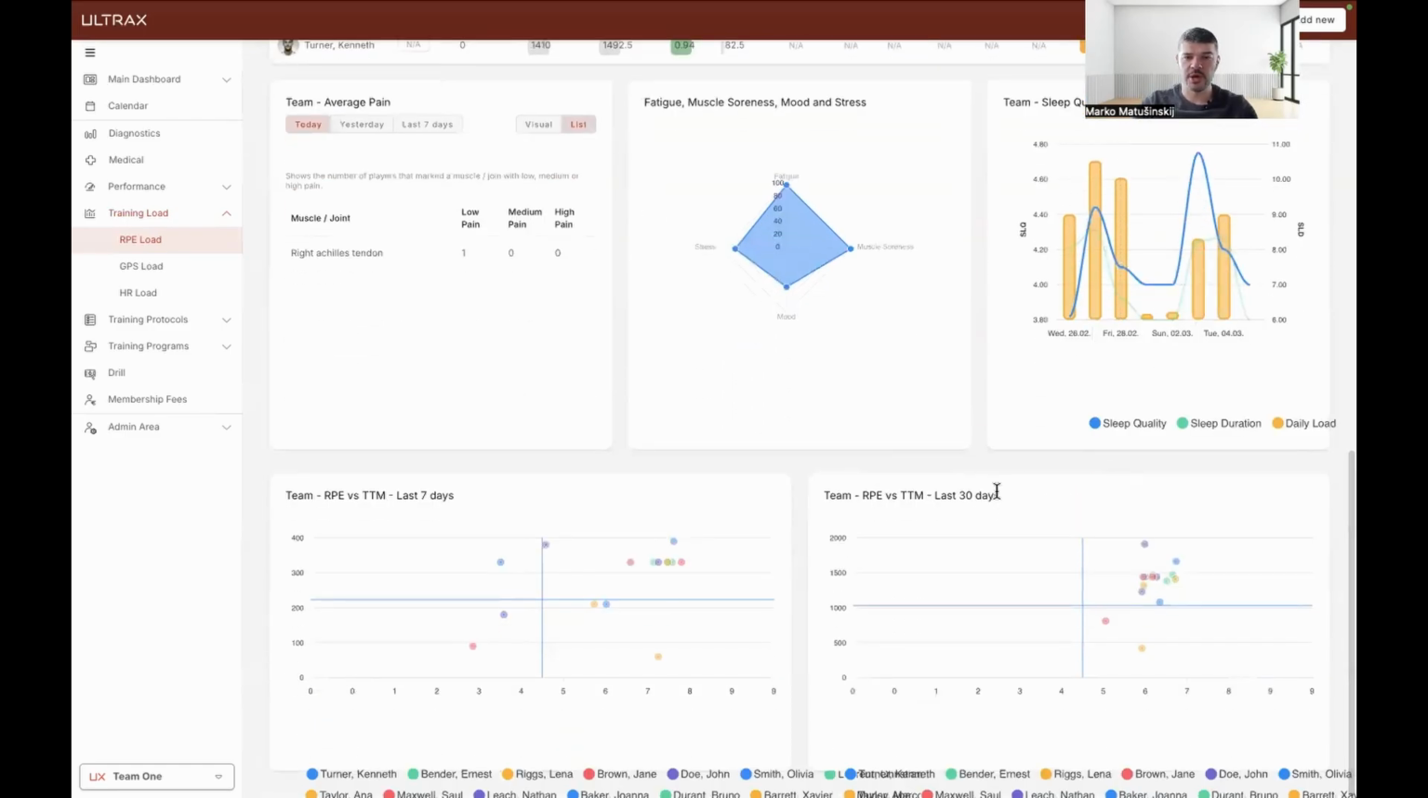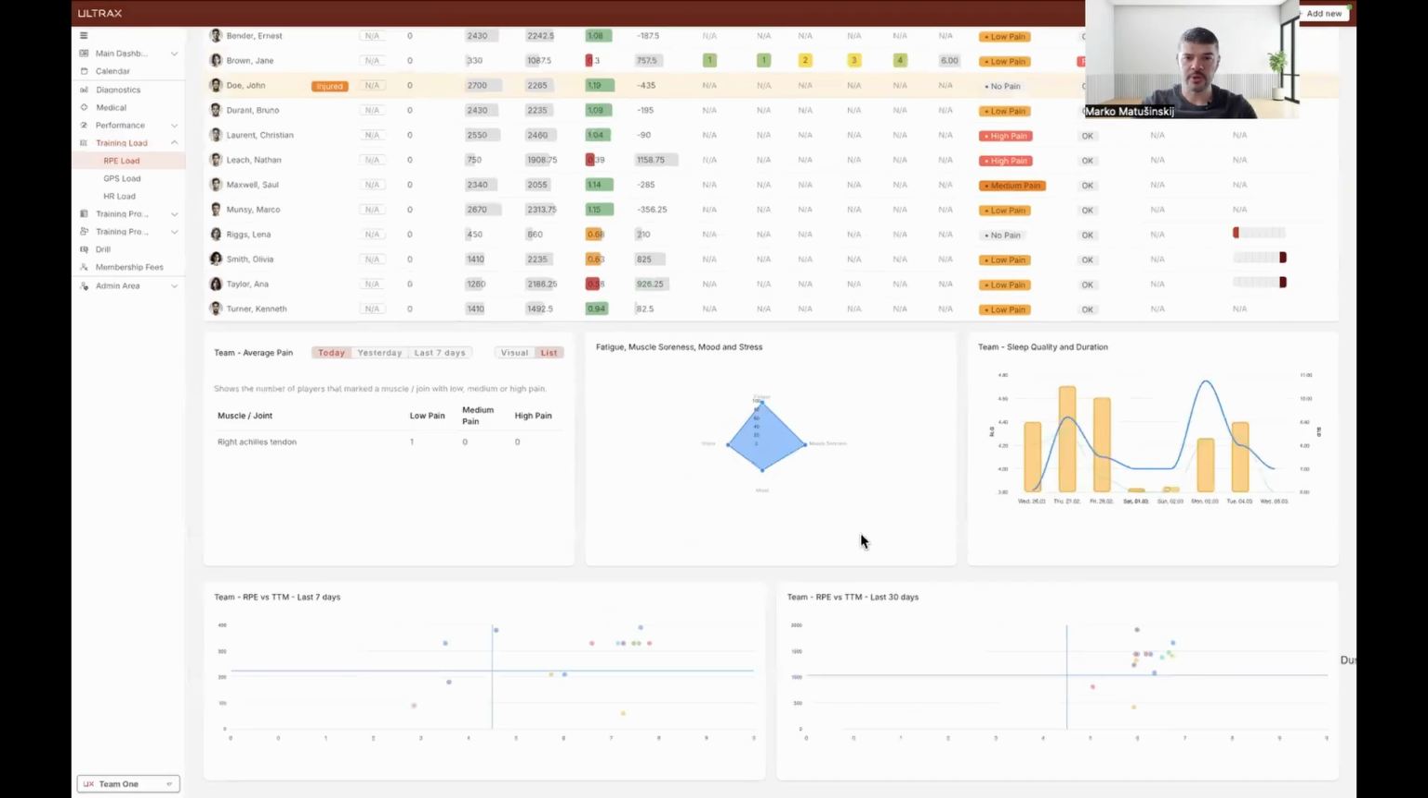And down here, we have two more graphs, and they are scatter plot graphs from 7 days about RPE and training duration. And also on the right side, you can see the 30-day scenario. What it means is that we have 4 quadrants, like high intensity, high volume, and low intensity, low volume. And you can see that this Nathan guy has low intensity and low volume. Maybe he's in recovery, maybe he's injured, and he needs to increase his load and intensity or volume to get closer to the team values.